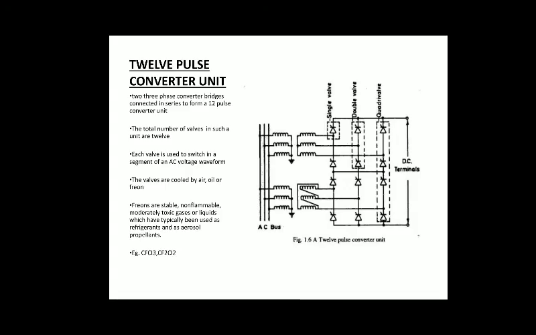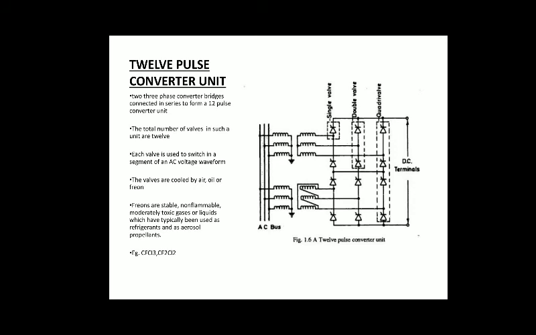Okay, next we have the 12 pulse converter unit. So what is a 12 pulse converter unit? It is two 3-phase converter bridges connected in series to form a 12 pulse converter unit. A 3-phase converter bridge contains a 6 pulse converter unit, and two 6-pulse converter units make a 12 pulse converter unit. So the above one is 3-phase and has 6 SCRs, and the below one is 3-phase, it has 6 SCRs, and both of them make 12 SCRs. The total number of valves in such a unit is 12.